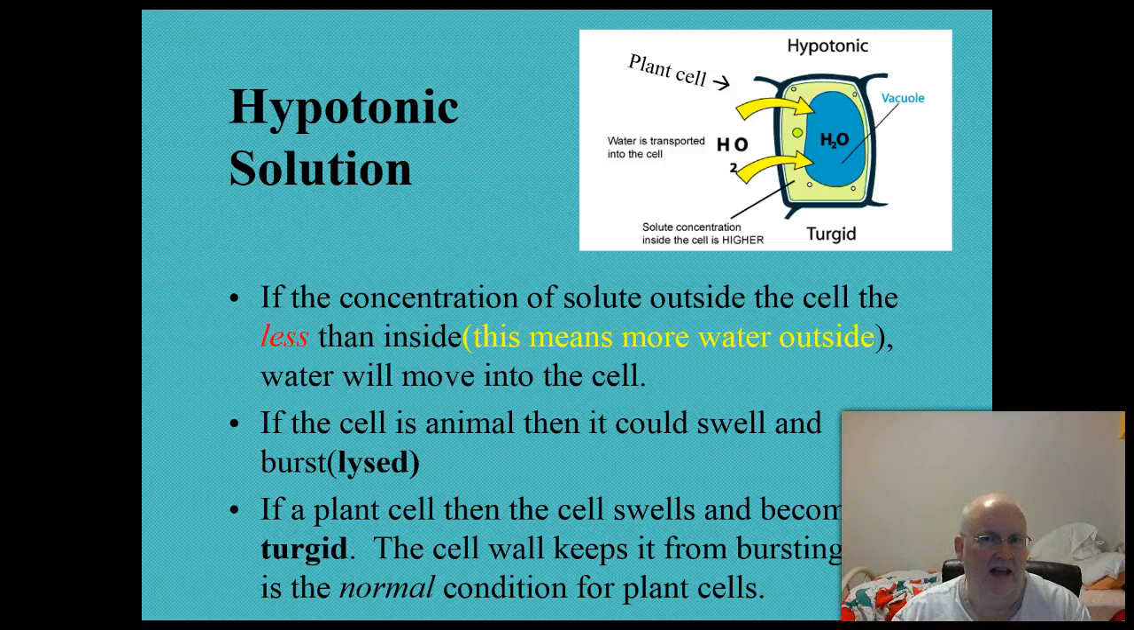Now, if this is the case in a plant cell, it becomes a condition called turgid, and it just means swollen. Now, the cell won't burst because the cell wall, that big cellulose-containing structure, will prevent it from bursting. If the cell is an animal cell with no cell wall, then it's very likely that if you put a cell into a hypotonic environment that it will burst, because all it has is the cell membrane to protect it. It's kind of like overfilling a water balloon in a way. And this is called lysing, or the cell has been lysed.